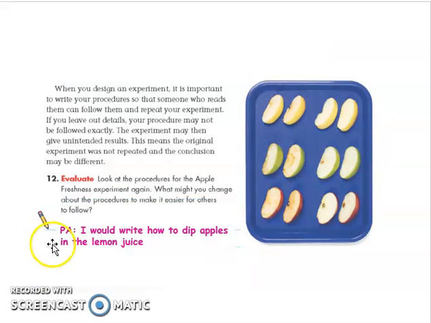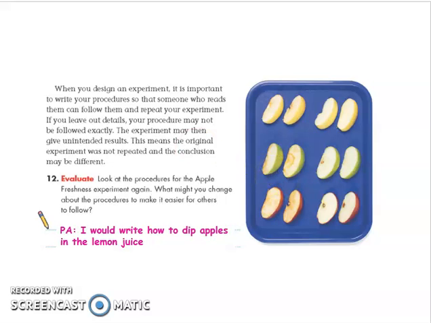So if you try to look at that one, 4 apples here is with lemon, and then the other is without. This one is with lemon, and then the other group is without.